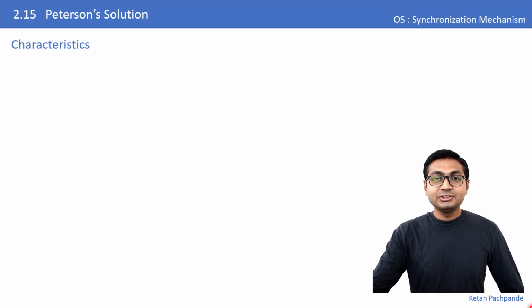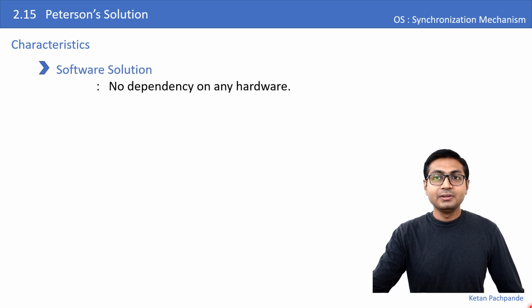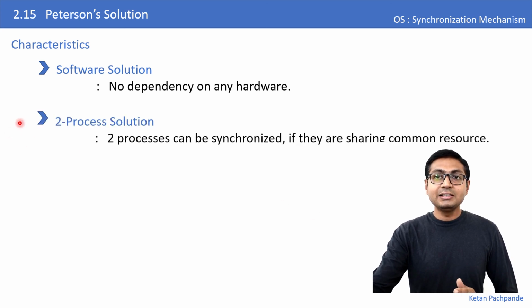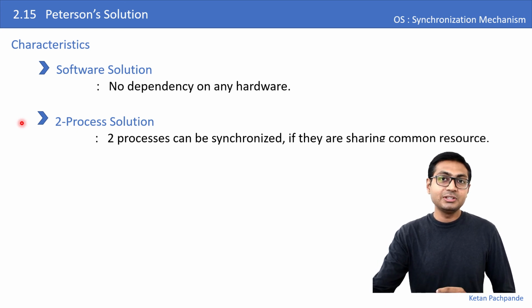So what are the characteristics of this mechanism? It is again a software solution, meaning it does not have any dependency on the hardware. The second one is that it is again a two-process solution, so you can say it is a limitation of this solution or mechanism. You can only synchronize two processes and not more than two processes if they share some resources.